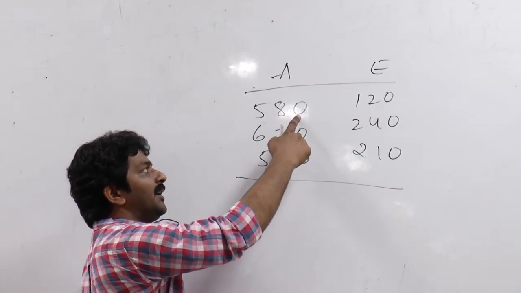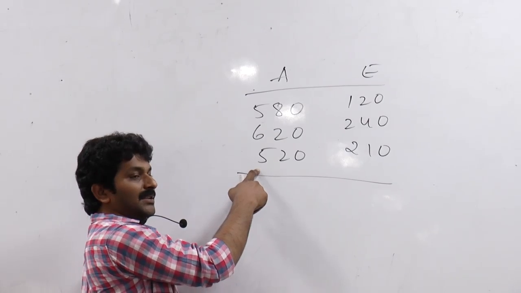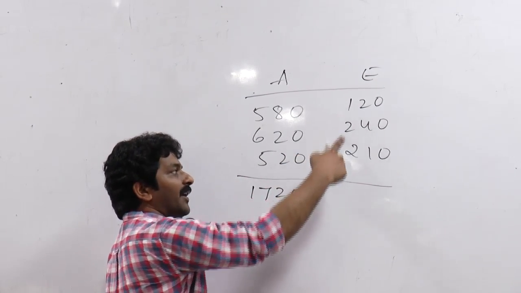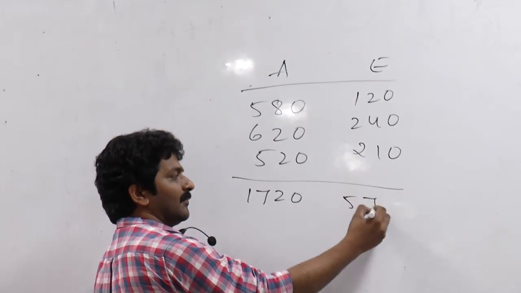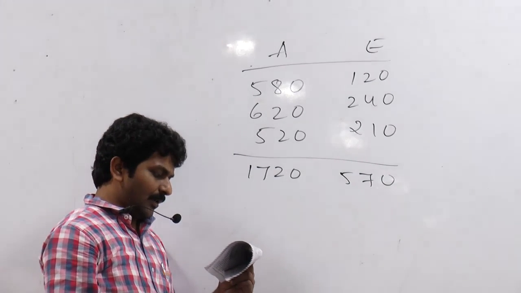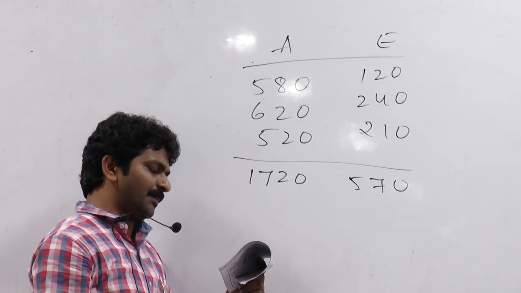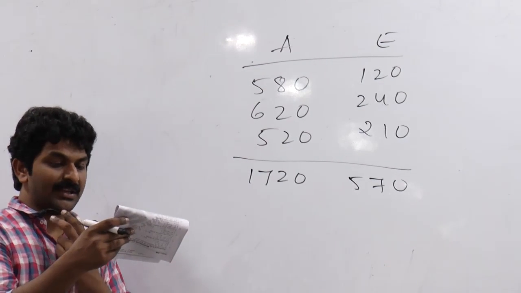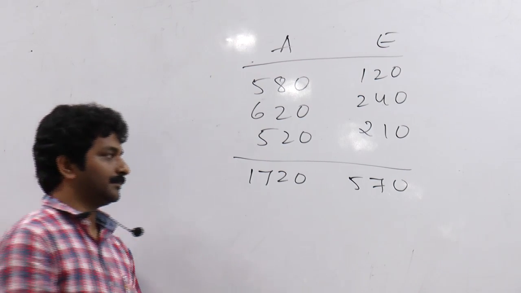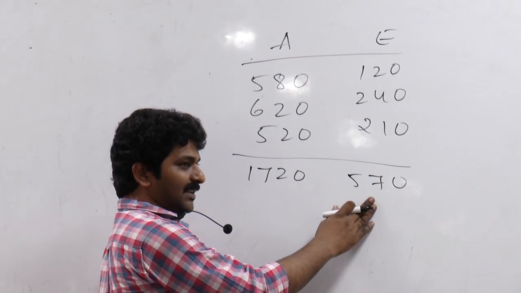So 580, 20, 600, 600, 600, 1200, 1200, 1700, 20, 1720, and here 500 and then 570. 1720 is what percent of 570, they said. Total number of students studying arts from institutions B, C, D together is what percent of the total number of students studying engineering? So 1720 forms what percent out of 570, they said.